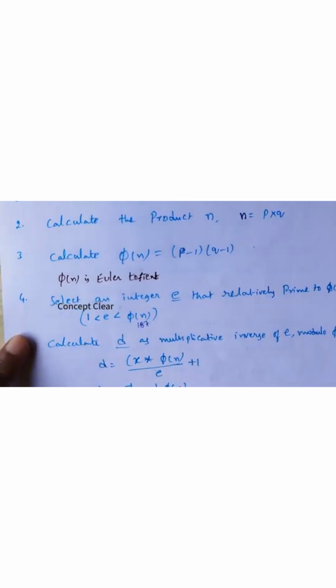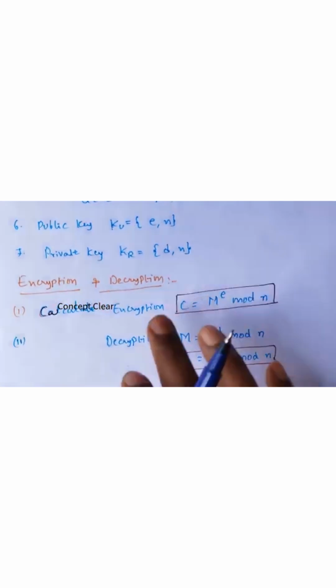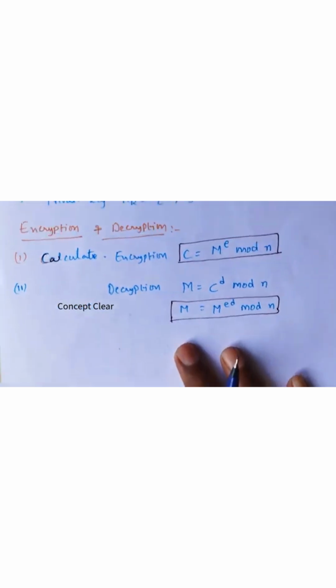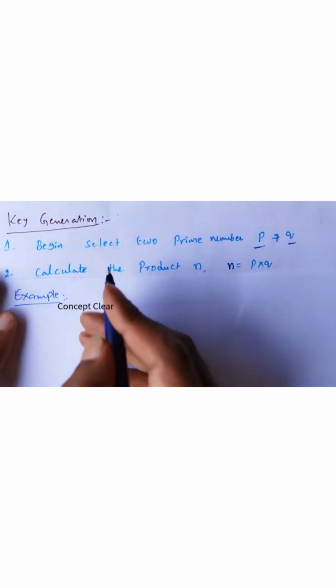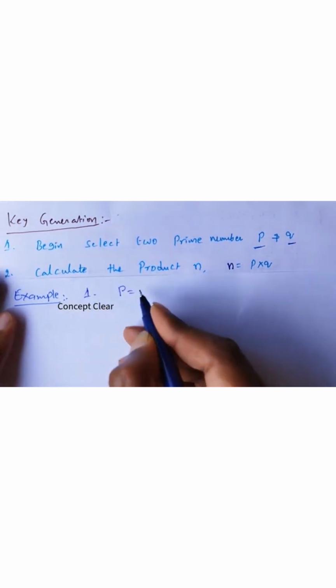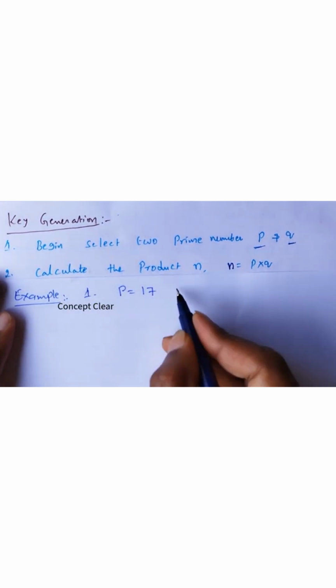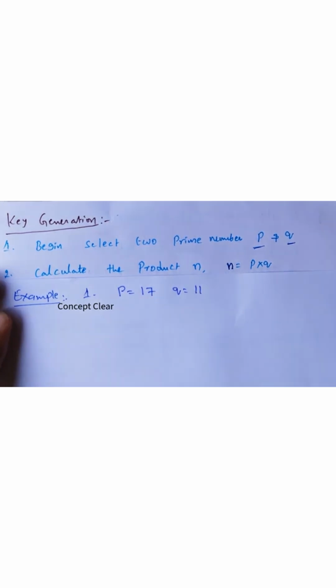And what is the example? Okay, here the first step is key generation, the second step is encryption, and the third step is decryption. Now we will see one example for this RSA algorithm. In this example, what is the first step? The first step is to choose 2 prime numbers P and Q. So I am taking prime number P equals 17 and Q equals 11. I am selecting 2 prime numbers.